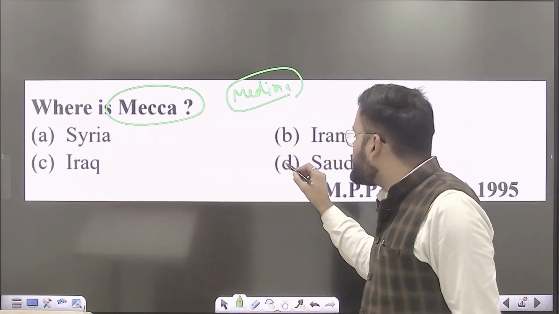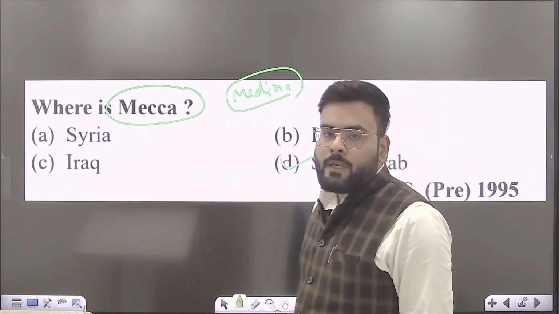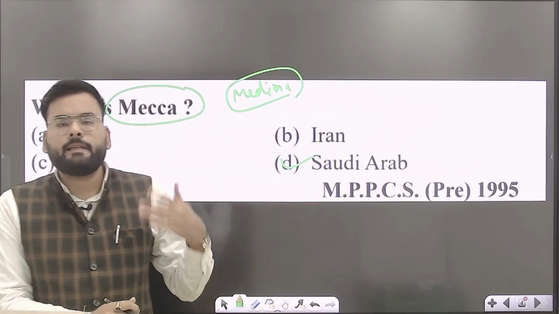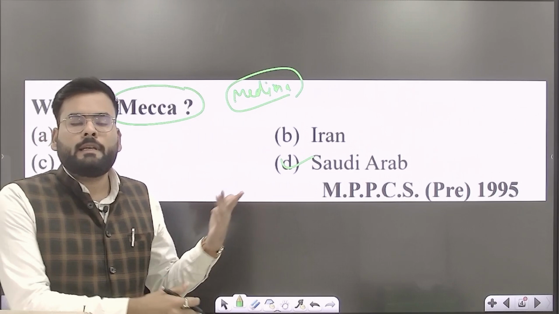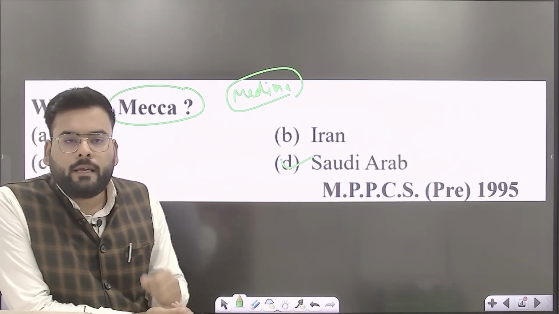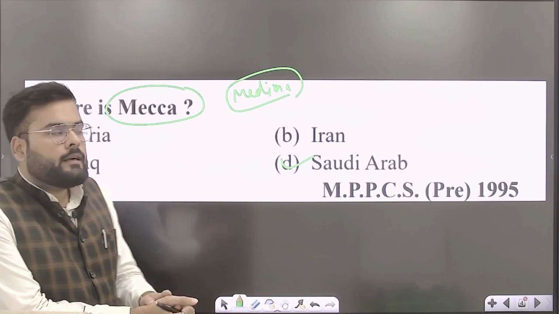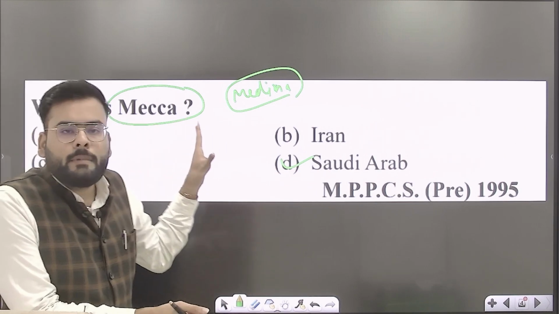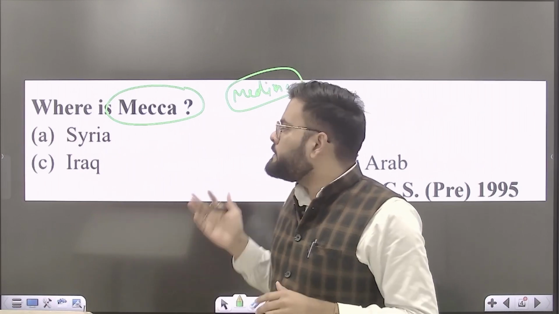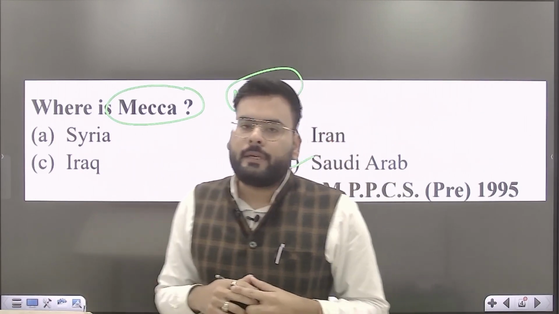Makkah is in the Arabian Peninsula, and the country nowadays where Makkah is situated is known as Saudi Arabia. So you know that Makkah belongs to the Arabian Peninsula. Obviously, at that time when Hazrat Muhammad was born, there was no country like Saudi Arabia, but in the present scenario, the country which covers the region of Makkah and Medina is known as Saudi Arabia. So simply the answer is D, Saudi Arabia.